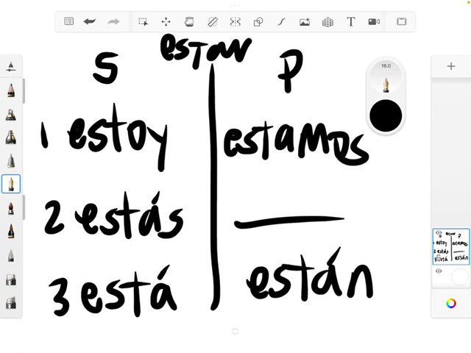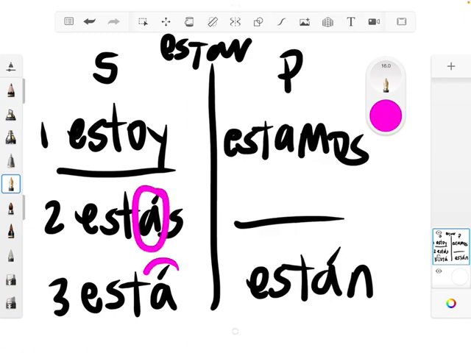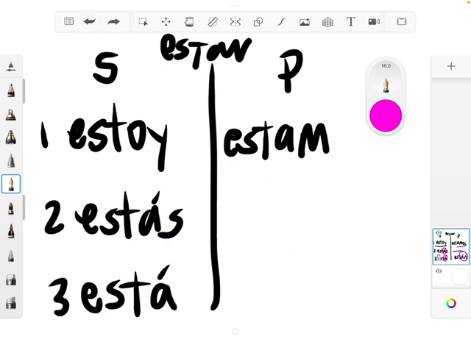Okay, so we'll notice that the yo form is irregular. And all of the other forms except for the nosotros form have an accented A. So estoy, estás, está, estamos, and están. Second person singular, third person singular, and third person plural will have that accent. So this one might be one that you need to memorize specifically so that you remember how to conjugate it.